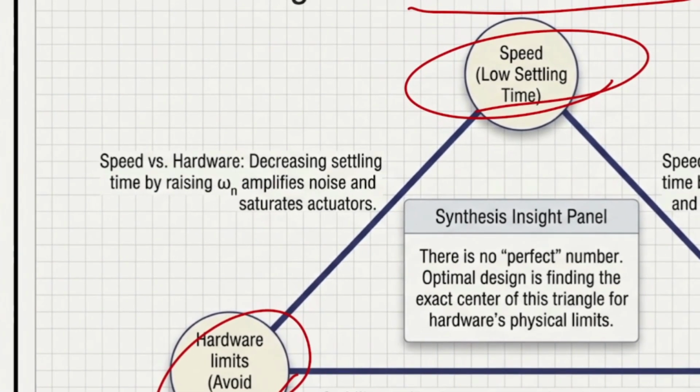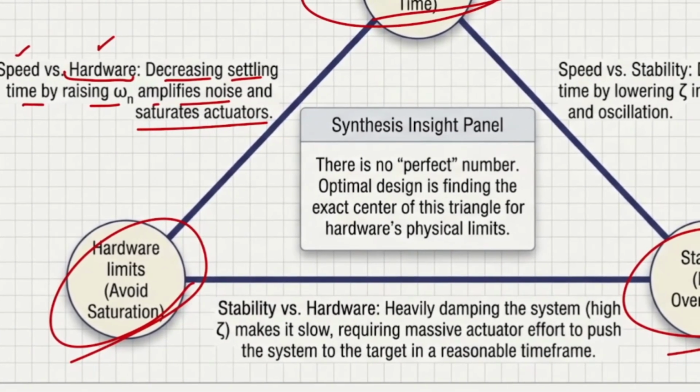It means that if I would like to have a higher amount of speed, or if I would like to compare the speed and hardware itself, decreasing the settling time by just raising omega n is going to amplify the noise and saturate the actuators. As you guys remember, if I would like my system to have higher speed, obviously the very first thing that comes to my mind is increasing the omega n, while I didn't consider the fact that my hardware also has some issues and I cannot increase as much as I want. And also the other danger zone means that I'm going to enter the noise zone, or the high bandwidth zone. And another point, we do have the stability with hardware itself.